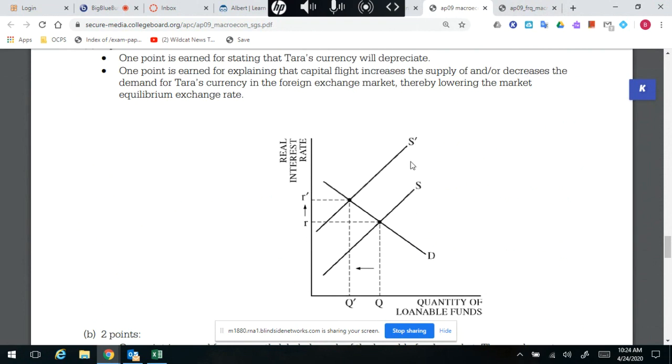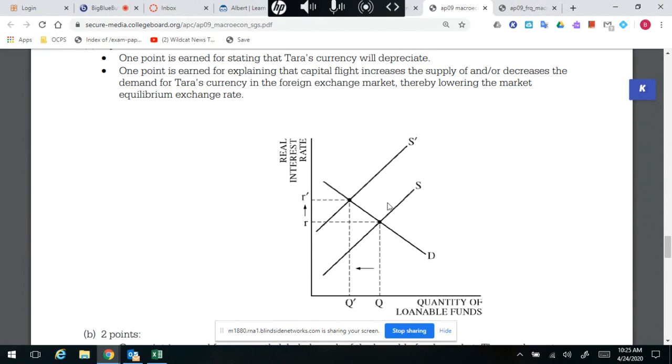They're taking their extra money out because of the political instability. So they're saying, nope, we're taking our money back to our own economy. So the extra loanable funds that were in Tara's economy are now leaving. It's going back to a different country.